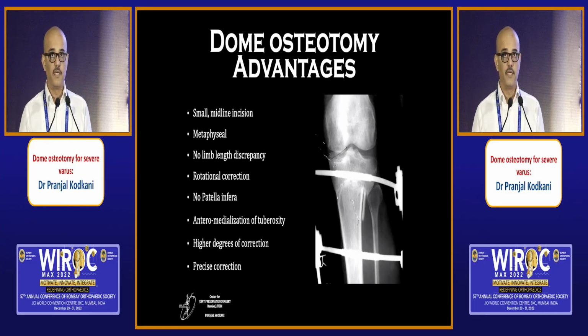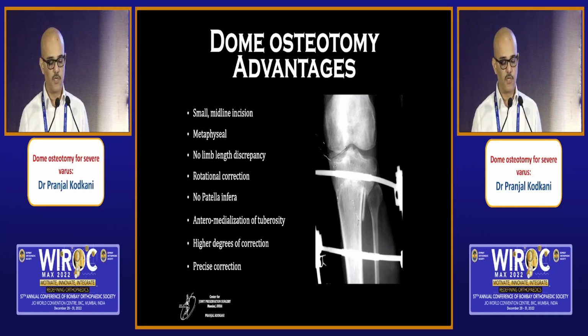Now, the dome osteotomy itself has a number of advantages. It can be done through a small midline incision. It is in the metaphyseal bone stock area of the tibia, so good chances of union. There is no limb length discrepancy. Rotational corrections are possible. There is no patella infera since we mobilize these patients much faster, and there is no distalization of the tuberosity. Anteromedialization of the tuberosity is possible, so the patient gets relieved of his anterior knee pain. Much higher degrees of correction are possible, and precise correction of angulation is possible because the fixator allows us to alter the correction even in the postoperative period.